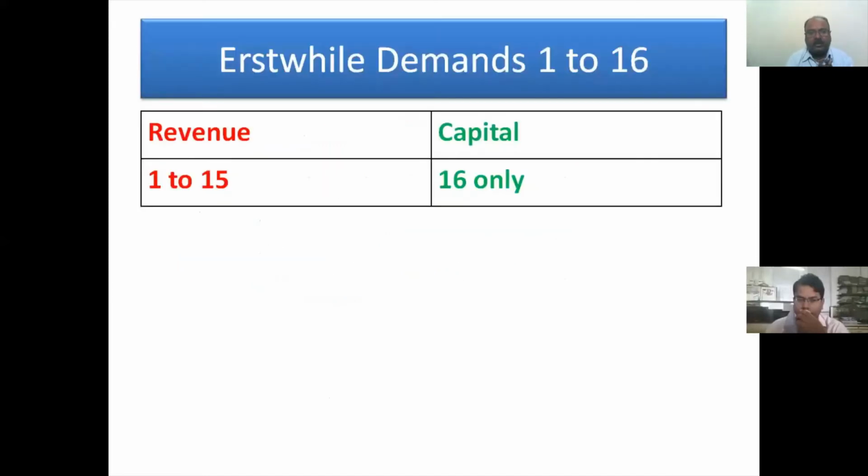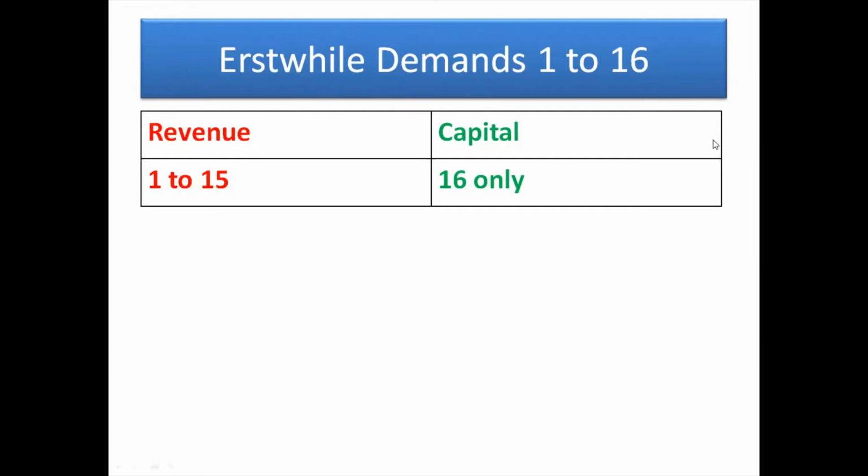Now we check what the old demands are, how many demands we have. Please remember, the total number of demands under revenue is 15. Capital is only one demand, that is 16, a single demand. So the total number of old or existing demands is 16, divided between revenue and capital.